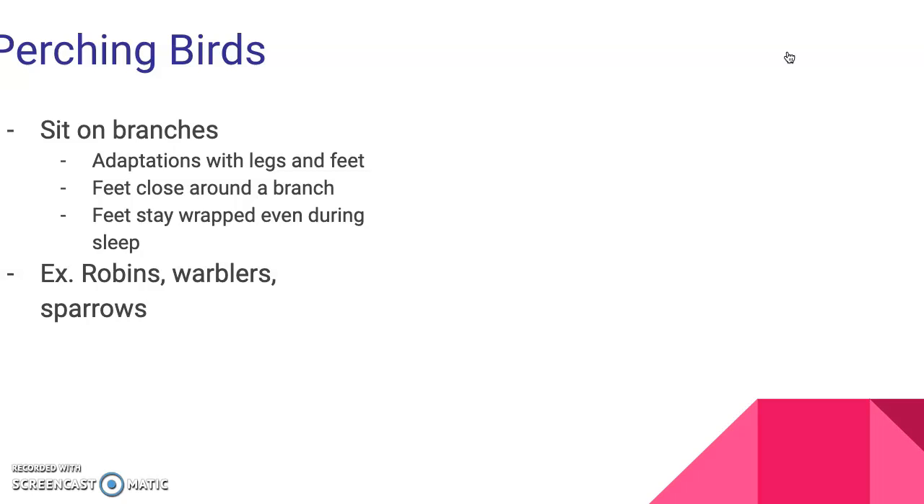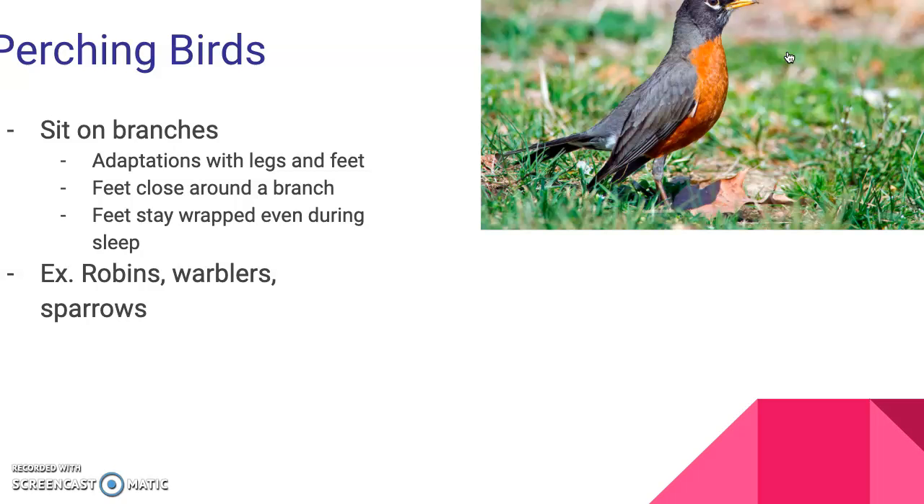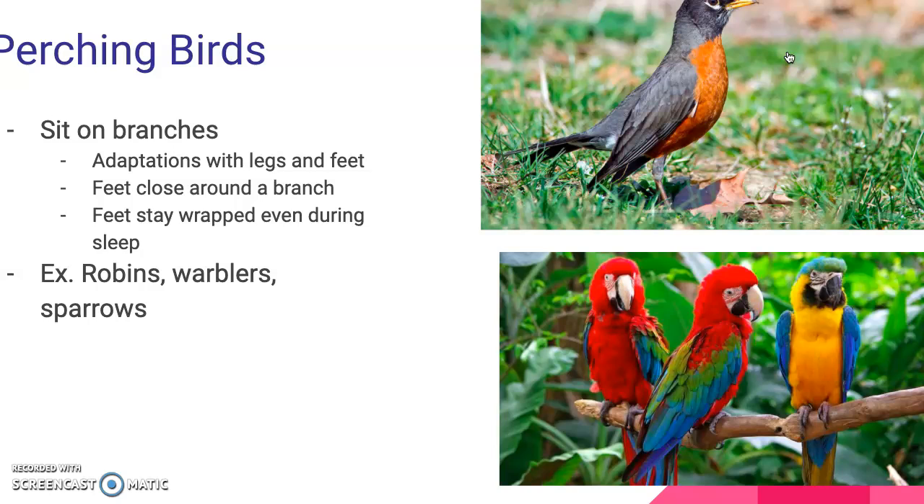And so the examples I have are the American robin here and parrots. And I know it says on the example thing robins, warblers, and sparrows, but parrots are also an example of these perching birds, and also they look cool.